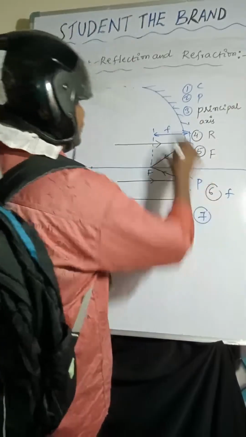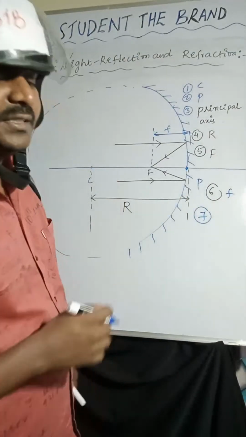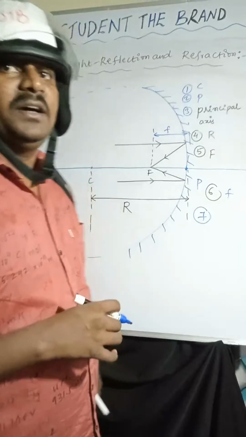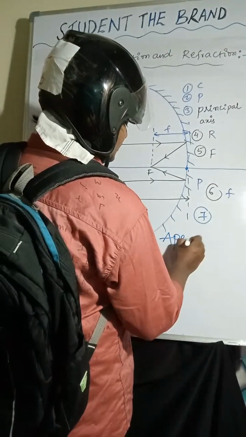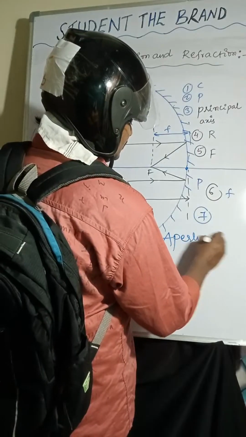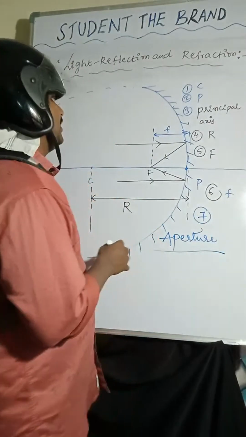And the seventh one, the width of the mirror is called aperture.